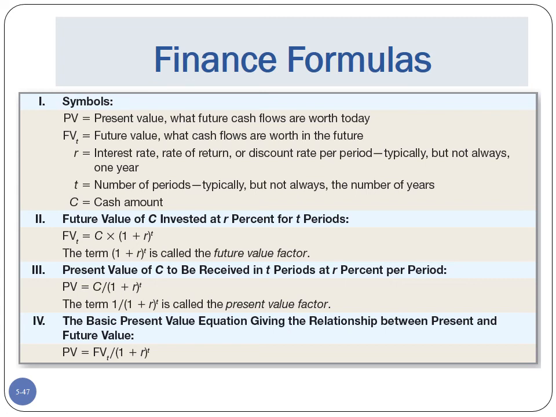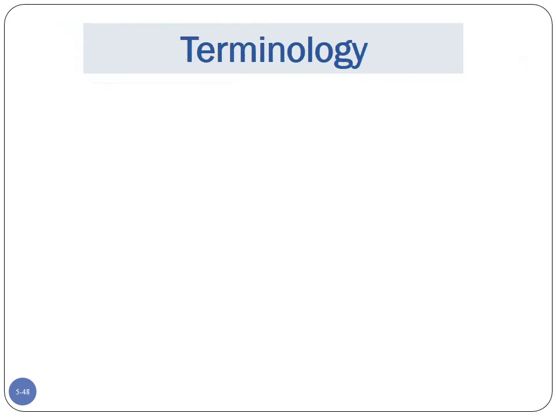So the future value equation we looked at before is right here. Future value is C times (1 plus R) to the T. And the term (1 plus R) to the T is called the future value factor. That's for compounding. And for the present value of C, we use the same equation. Present value is equal to C divided by (1 plus R) to the T, where the term 1 over (1 plus R) to the T is called the present value factor or the discounting factor. And the basic present value equation, giving the relationship between present and future value, is shown here on the bottom.